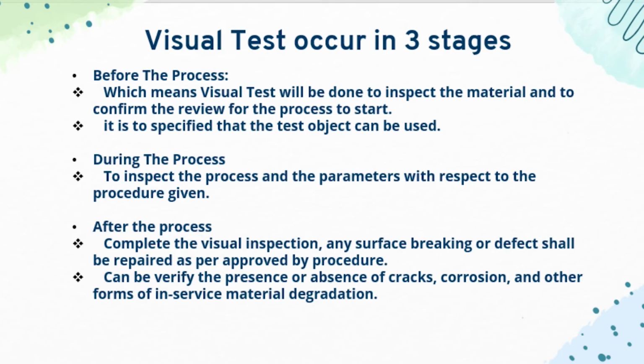And for the last stage, which is after the process, this is important for the inspector, because they need to complete the visual inspection. Any surface breaking or defect should be repaired as per approved by procedure. This process is important because it can verify the presence or absence of crack, perhaps corrosions, and other forms of in-service material degradations.